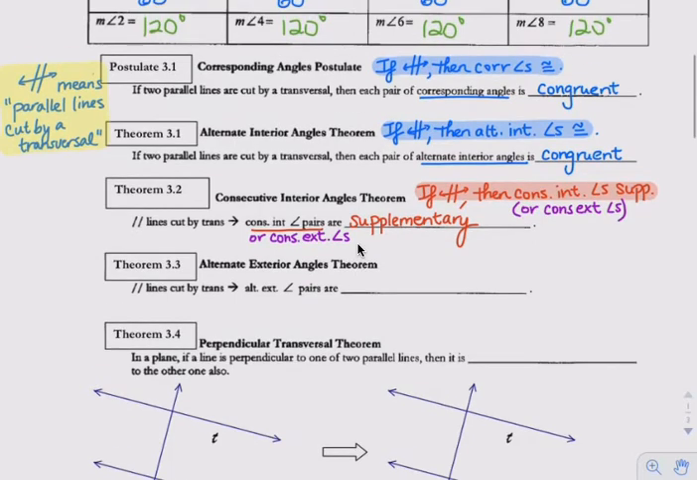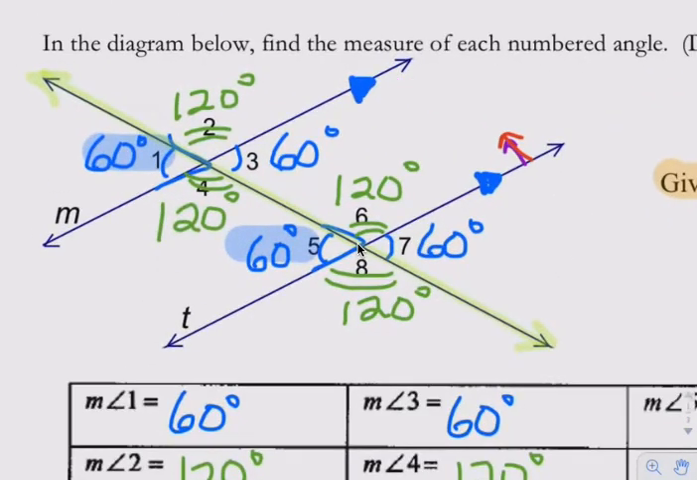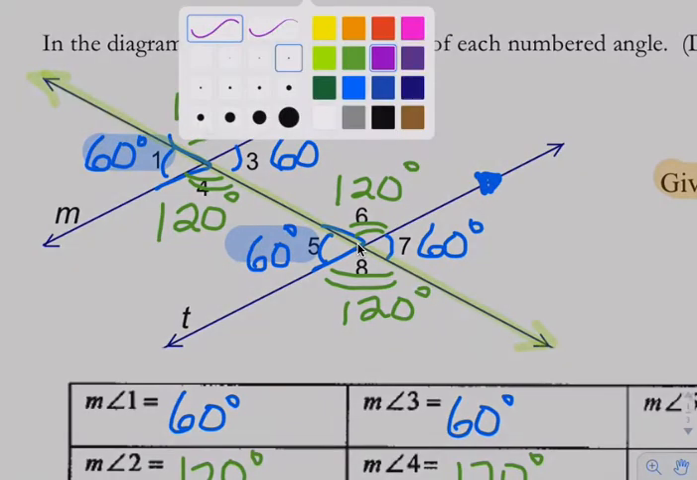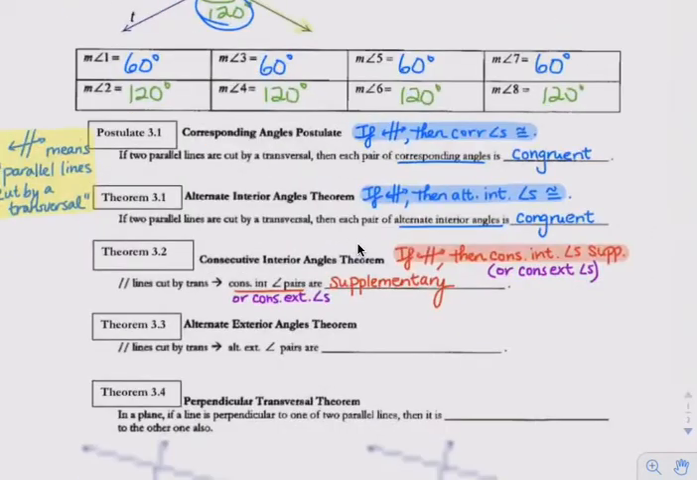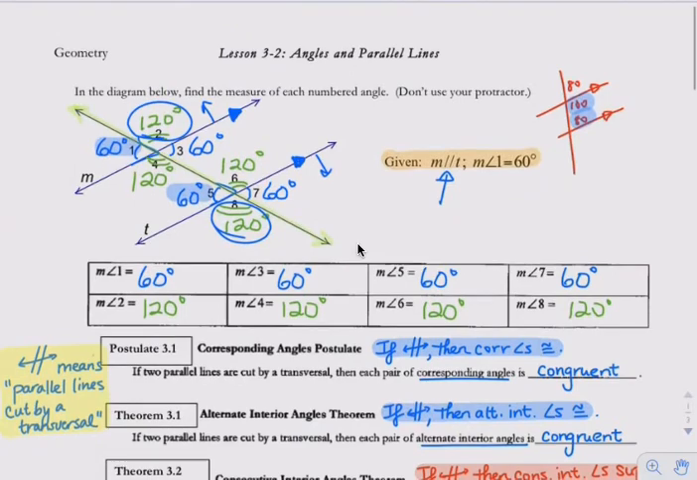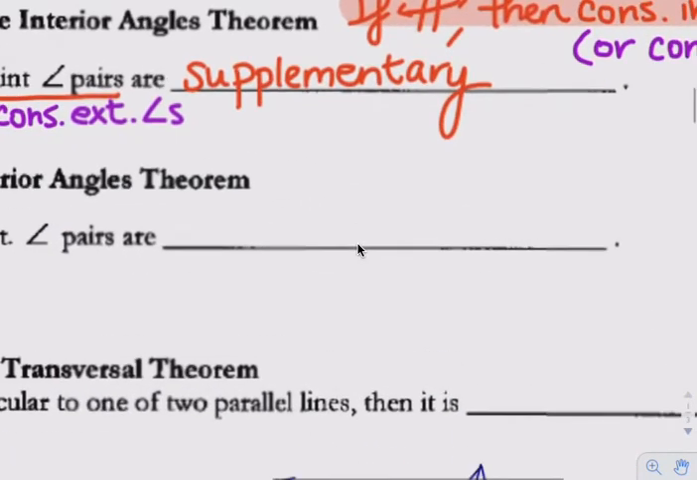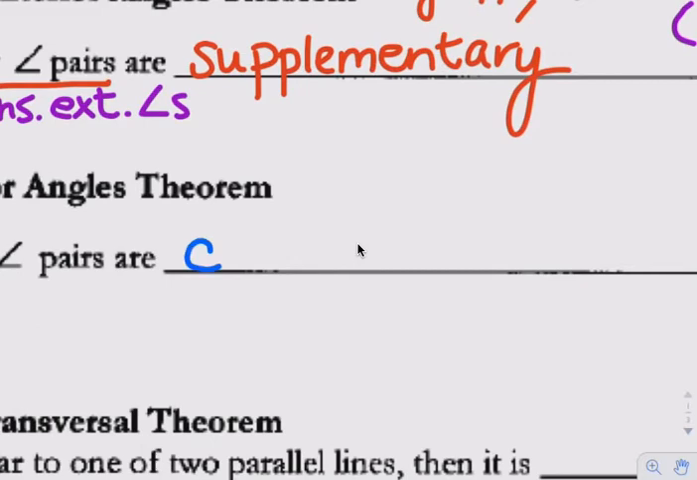Okay, alternate exterior. Let's look at this picture again. A pair of alternate exterior angles would be like angle 2 and angle 8, because they're on opposite sides of the transversal, making the alternate part, and they're both exterior angles because they're both outside of those two parallel lines. So how are they related? 120 and 120. That would be true for all alternate exterior angles when the lines are parallel. They are also congruent.